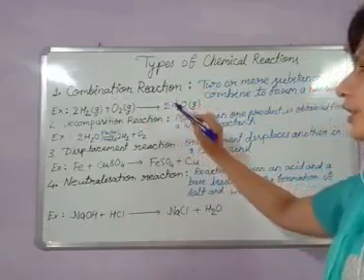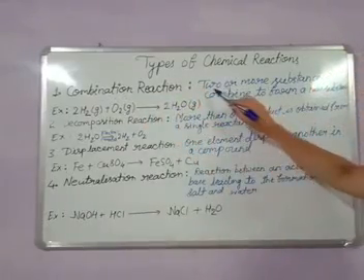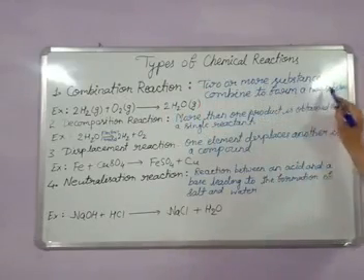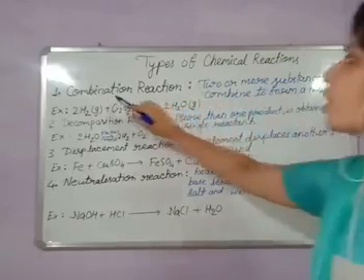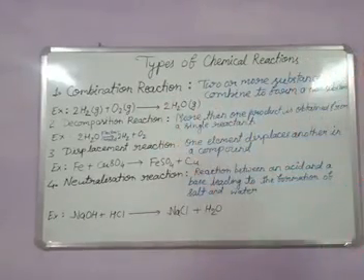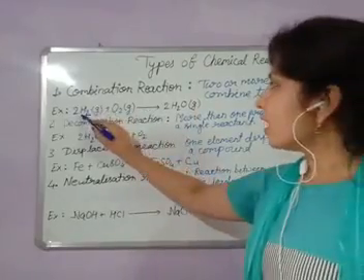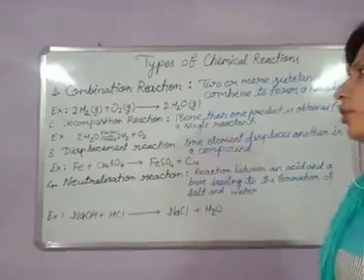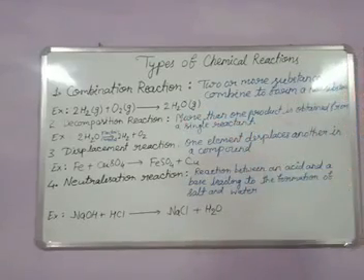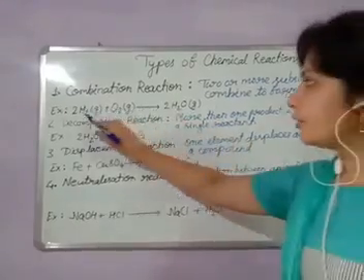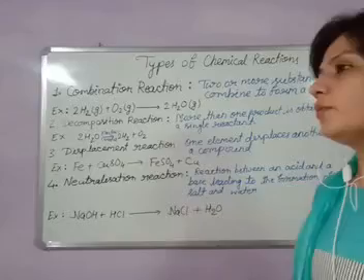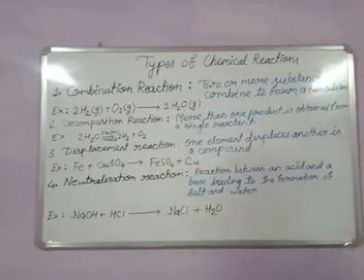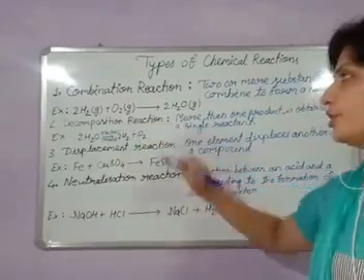What is combination reaction? A chemical reaction in which two or more substances combine to form a new substance is called combination reaction. For example, hydrogen and oxygen combine together and form water molecule. So it is a combination reaction because hydrogen molecule and oxygen molecule combine together and form a new substance, that is water molecule. The second one is decomposition reaction.